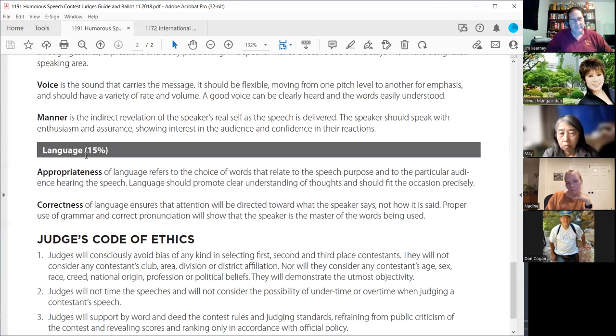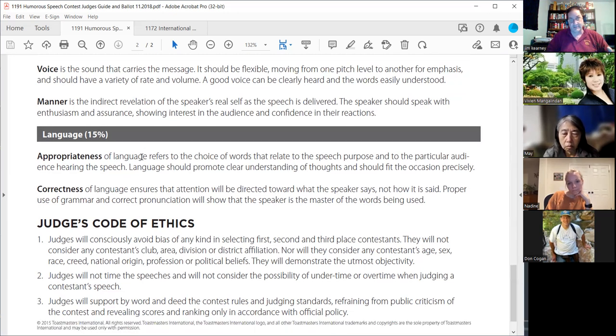And the last 15% is going to be on the language. Contrary to popular belief, it is not the words that you say, but it is more about how you say it and how you portray it. But you do want to make sure that the language is appropriate. Stay away from foul words, things of that nature. You don't want to have the audience cringe when they hear different words. You want to be as correct as possible, and you want to be as direct as you can.